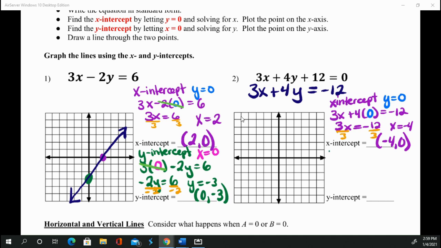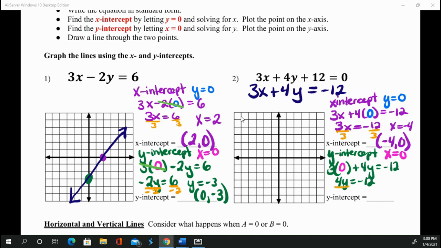So now we'll do the same thing for the y-intercept, except this time we'll substitute the value of x equals 0. Because again, the y-intercept is the y value when x equals 0. Zero times anything is 0, so we're left with 4y equals -12.